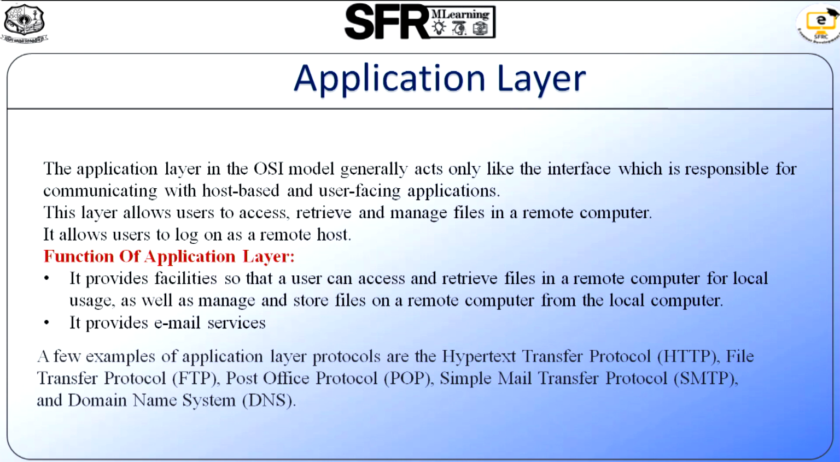FTP is concerned with files transferred from one machine to another, and HTTP means we search for some information from the browser. SMTP means we transfer mail from one mail account to another, using the SMTP protocol. These are the functions of the application layer.